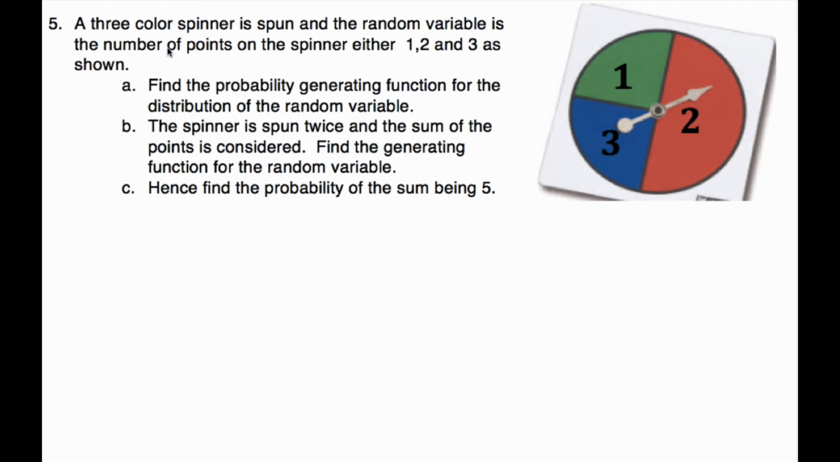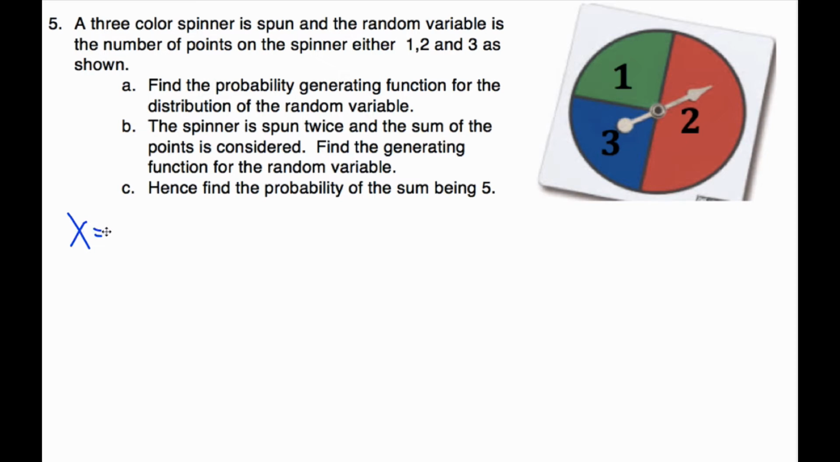Okay, in this example, we got a 3-color spinner, and it's spun. The random variable is the number of points, and that can be a 1, 2, or a 3. So find the probability generating function for this random variable. Well, let's think about what this means.